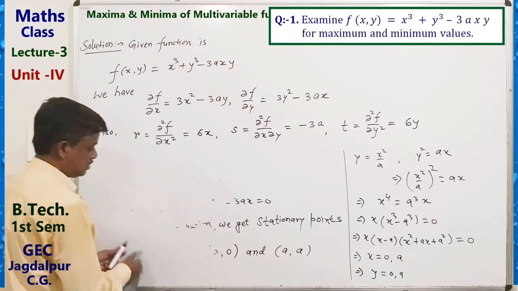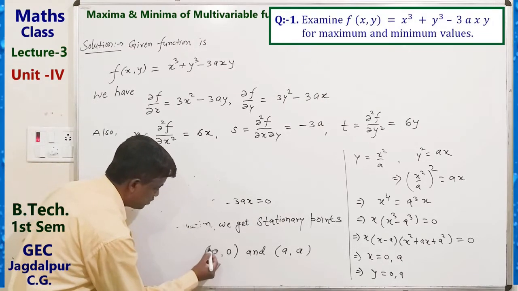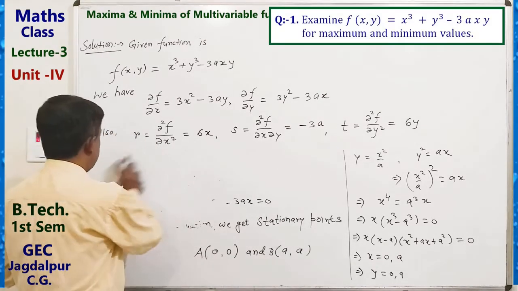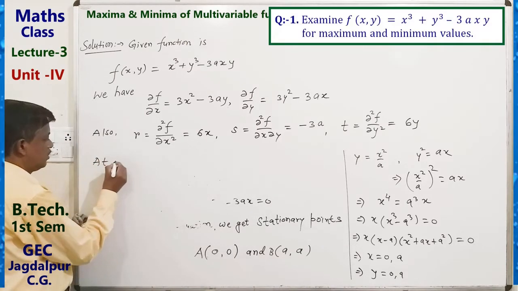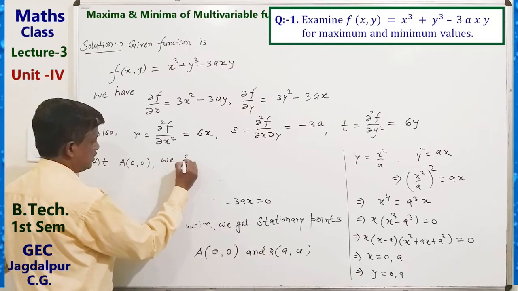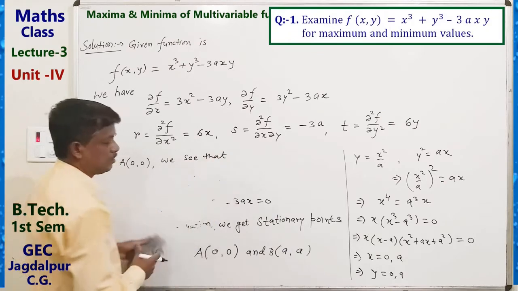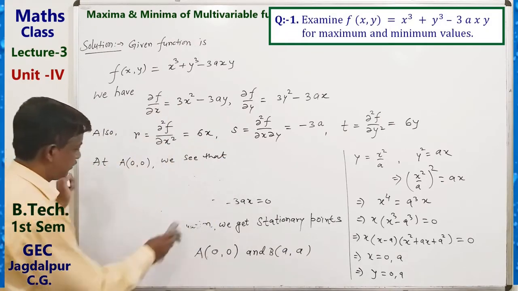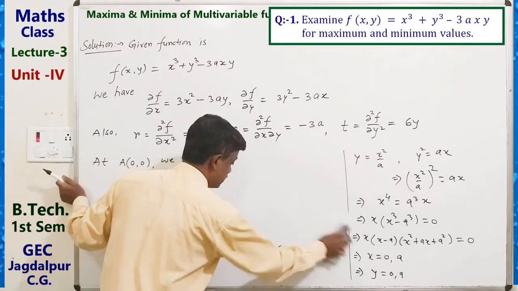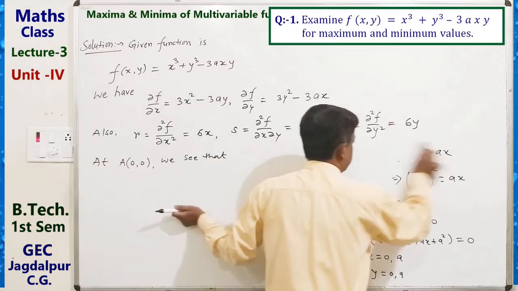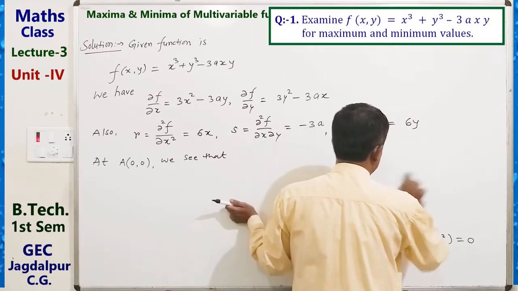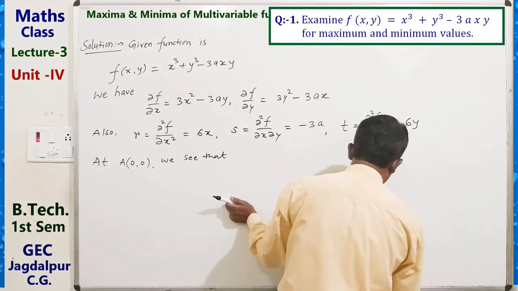So here the points are 0, 0 and a, a. Just denote these points by A and B. Now at A, that means 0, 0, just find r, s, t, because by using the condition rt minus s square greater than 0 and the sign of r, we can decide whether it is a maximum or minimum, and we can also get the maximum and minimum value at that point by using the value of the function.